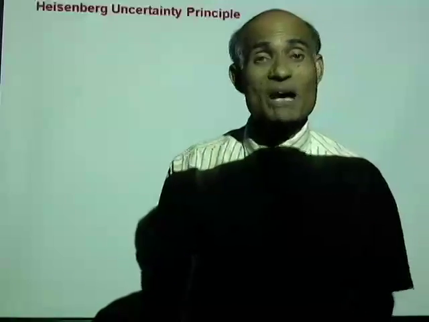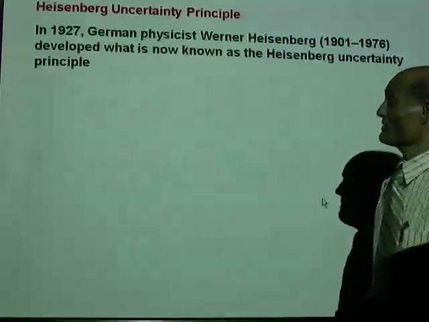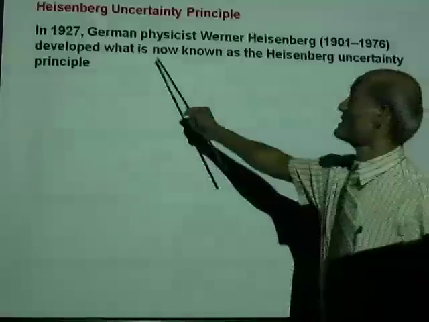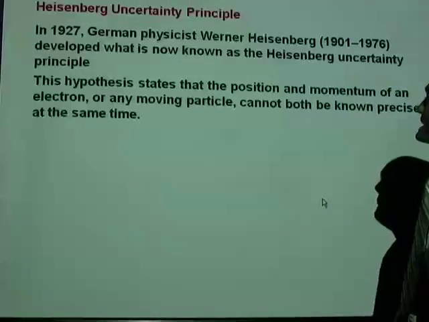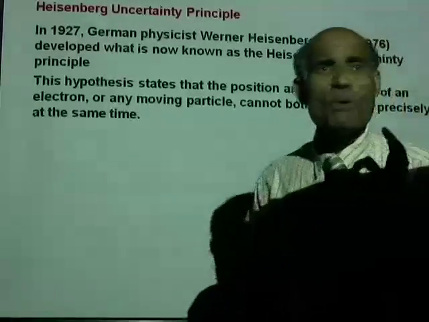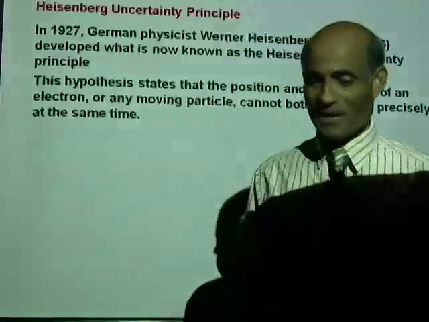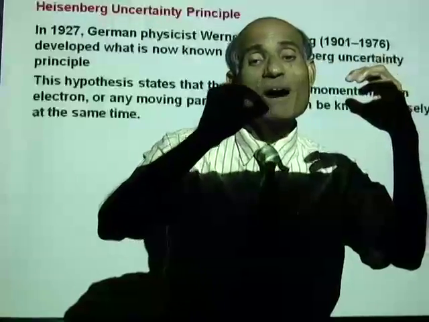But when it comes to a particle like an electron, which behaves both like a particle and a wave, it is very difficult to assign a specific position and determine where exactly the particle is. And it is therefore very important to discuss the uncertainty principle. In 1927, German physicist Werner Heisenberg developed what is now known as the Heisenberg uncertainty principle. Now, this hypothesis states that the position and momentum of an electron or any moving particle cannot both be known precisely at the same time. In other words, if I try to measure exactly where the electron is, I lose information about its velocity.